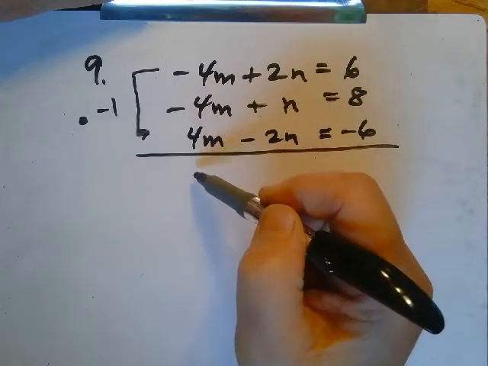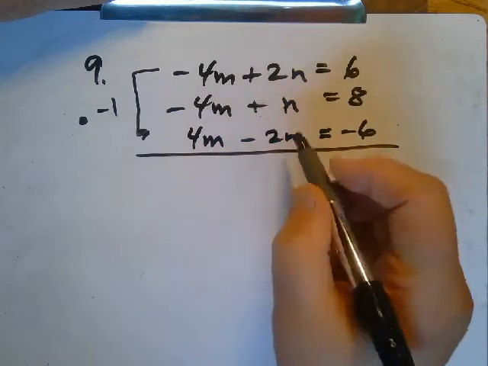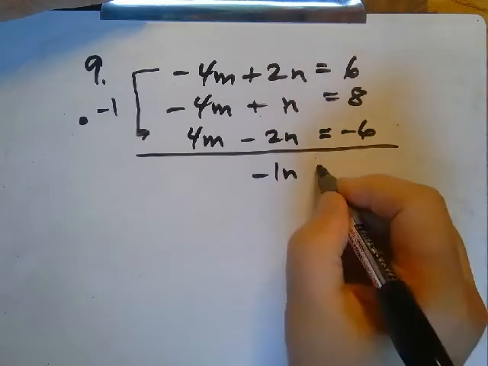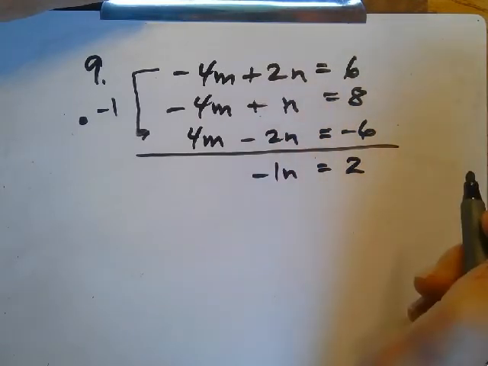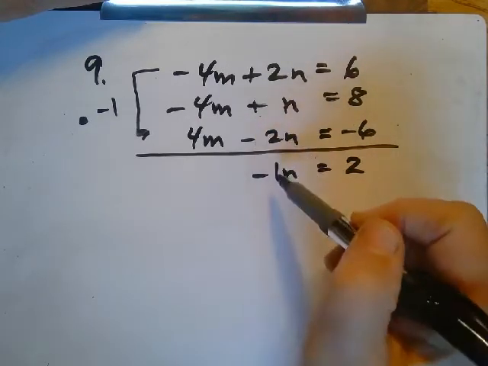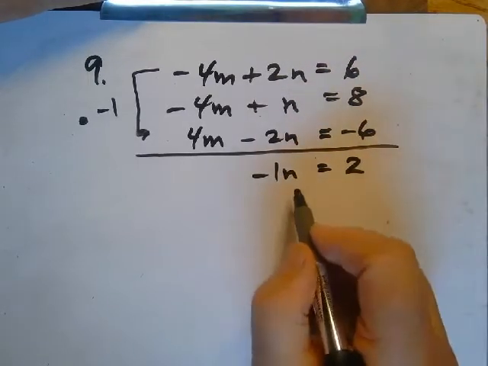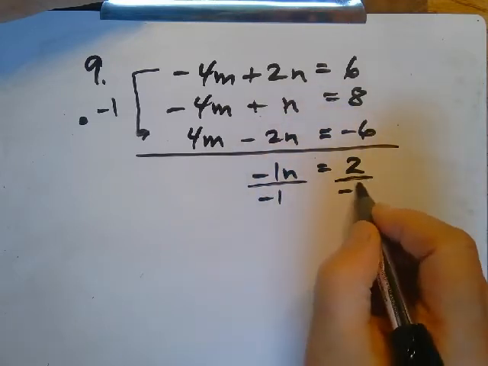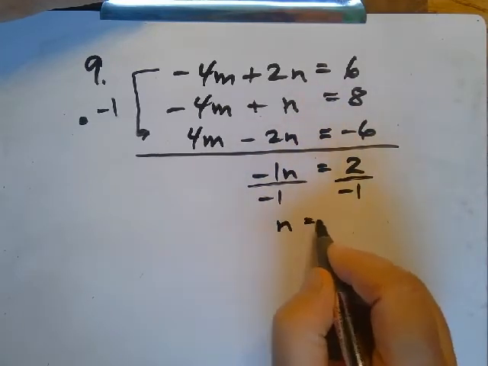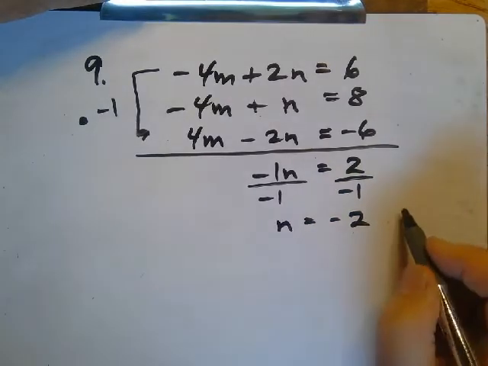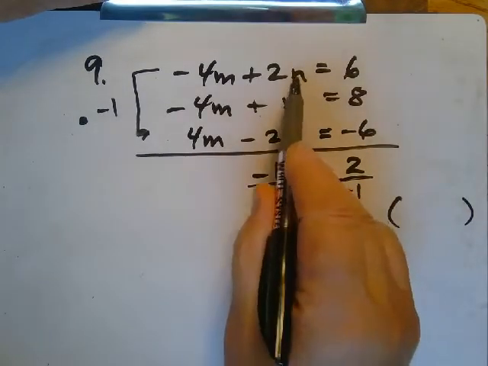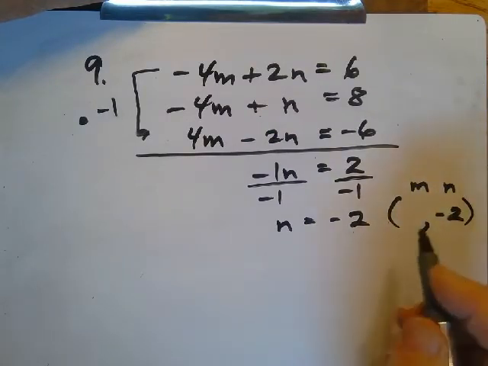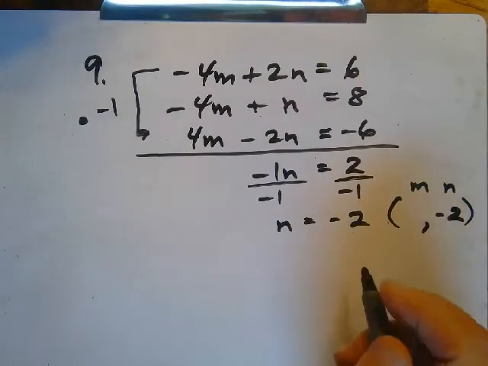That's 0m, or 0, or nothing. n plus a negative 2n is a negative 1n, and this is 2. If I leave the answer this way, it won't work, so I've got to divide both sides by a negative 1. I have to get this variable alone. So n is a negative 2. So my ordered pair, n is a negative 2. That's going to go over here on negative 2. Remember, the variables have to be alphabetical.